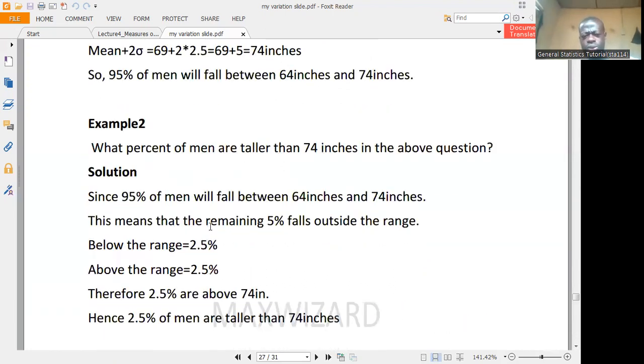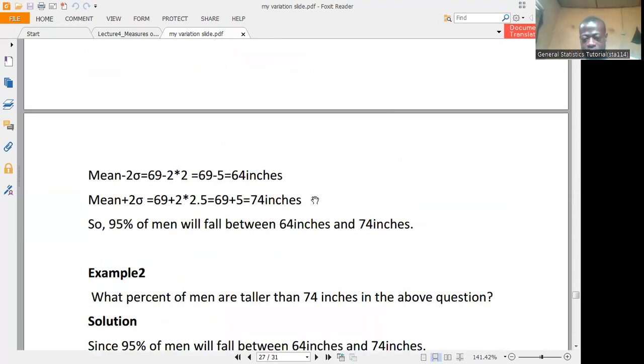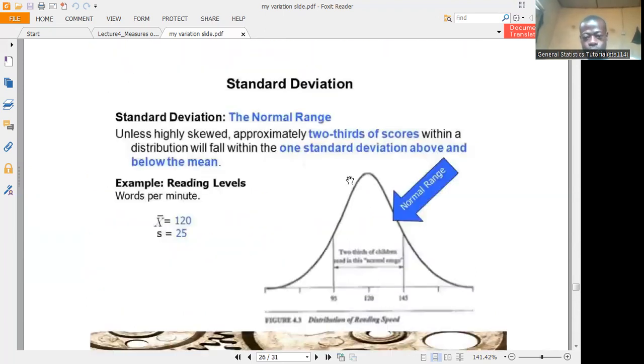The question asks again, what percentage of men are taller than 74 inches? This is a little tricky question. The question is asking, what percentage of men are taller than 74? In fact, let me show you what is happening here. For 2 standard deviations that we have written, we've gotten 64 and 74. Let me show you how it will look under the graph.